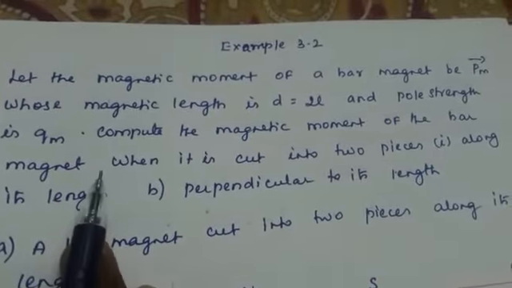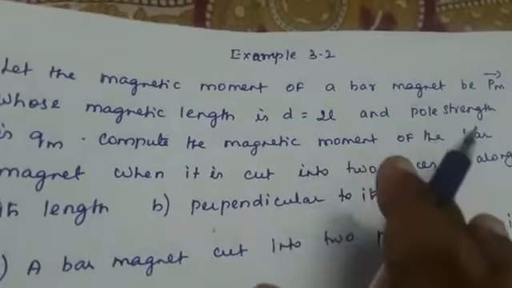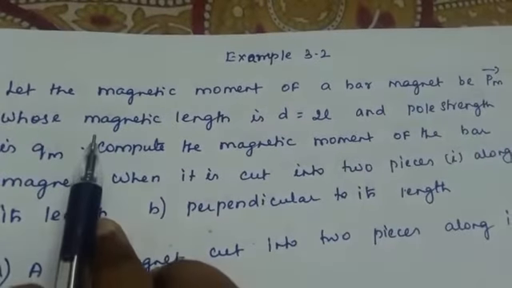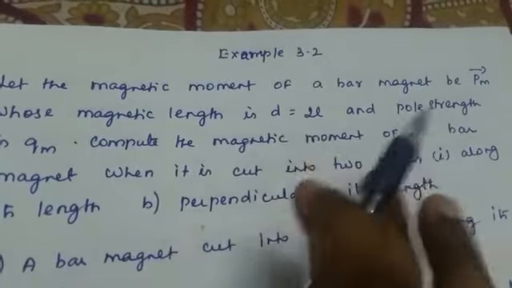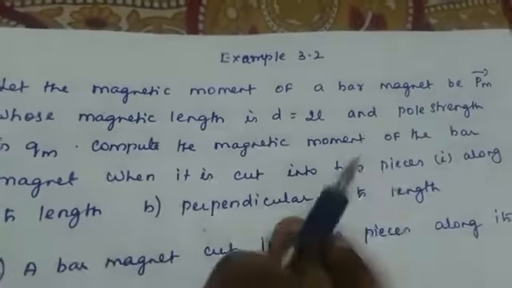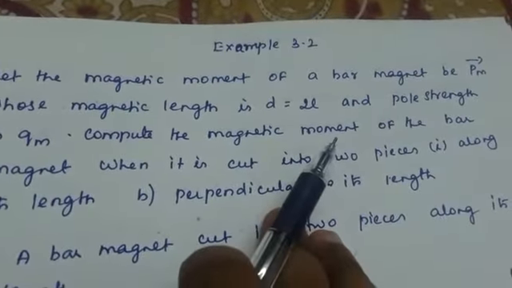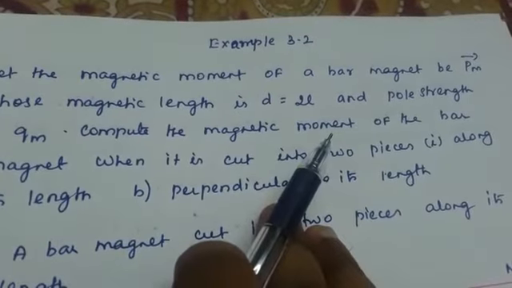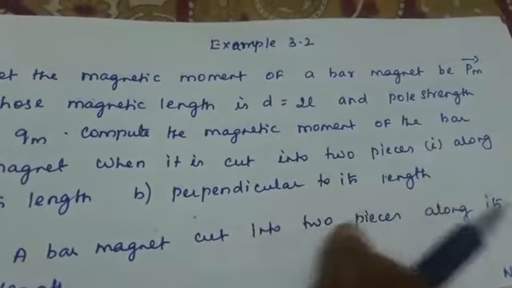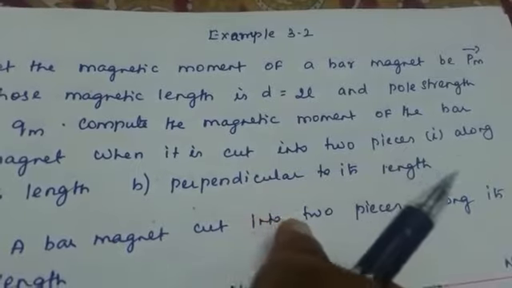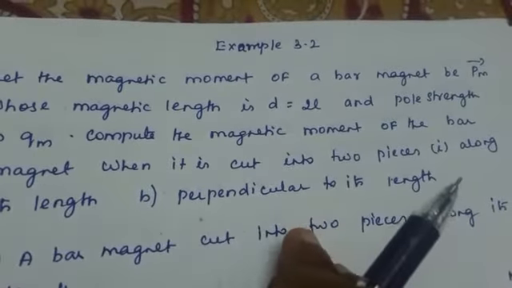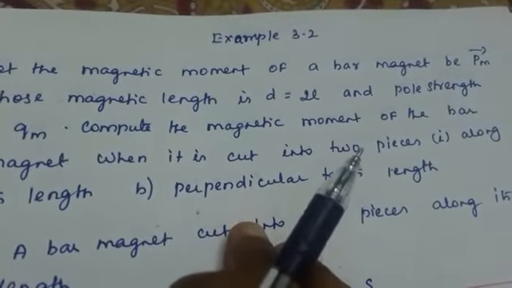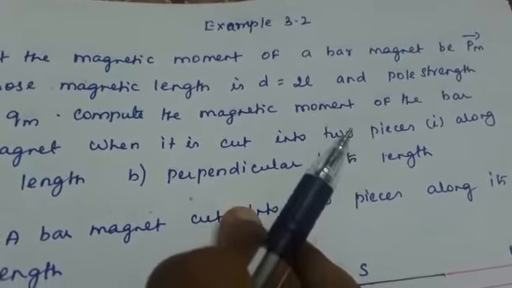to its length. So what is given here is the magnetic moment of the bar magnet, Pm vector, the magnetic length is 2L and the pole strength is Qm. Now we have to find the magnetic moment of the bar magnet when it is cut into two pieces along the length and perpendicular to the length. So first we'll do it when it is cut into two pieces along the length.